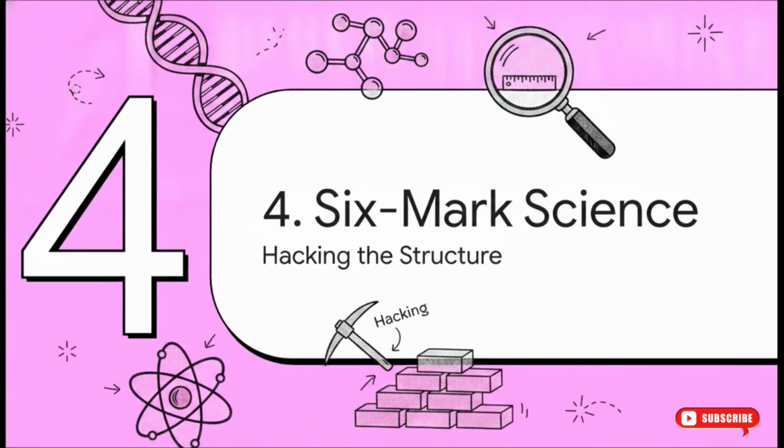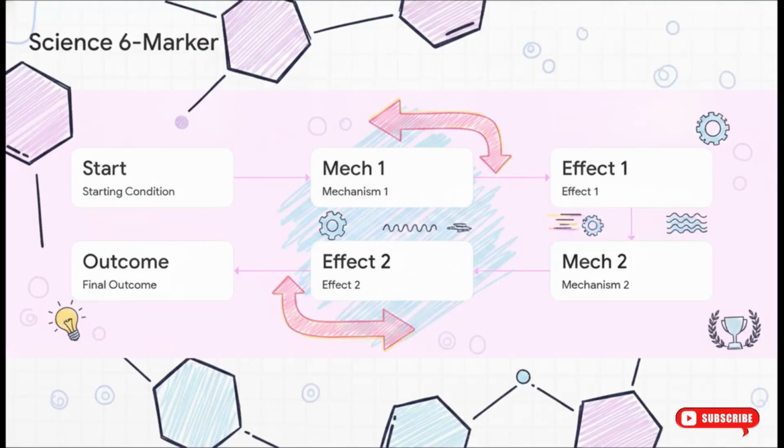Let's shift gears a bit to Section 4, Hacking the 6-mark Science. So unlike some essay subjects that use level-based grading, those infamous 6-mark questions in biology, chemistry, and physics use a strict, brutal, point-by-point marking system. To conquer these, you need a very exact structural formula. 6 distinct points must link logically together, kind of like setting up dominoes.